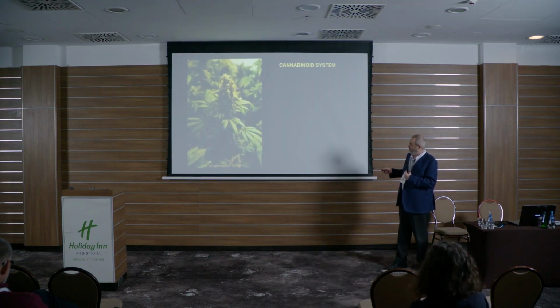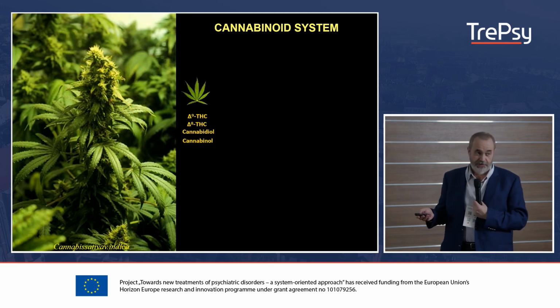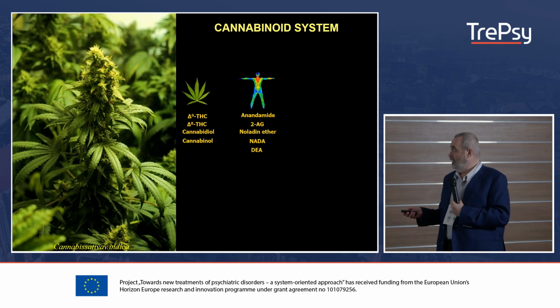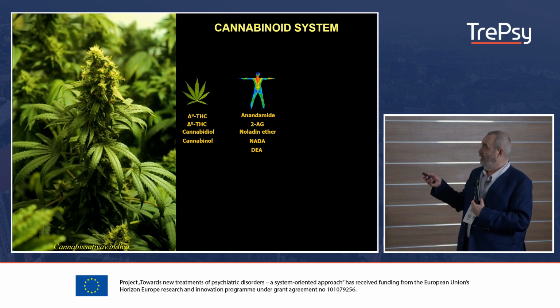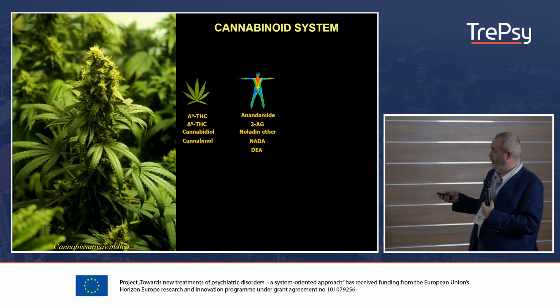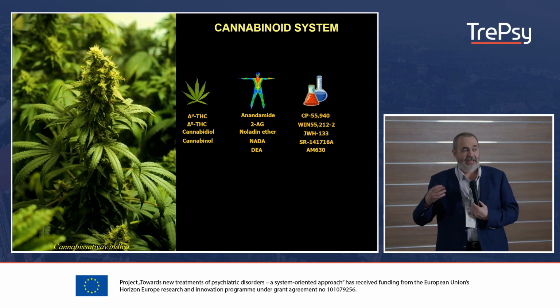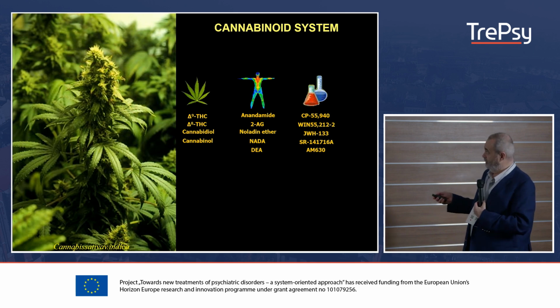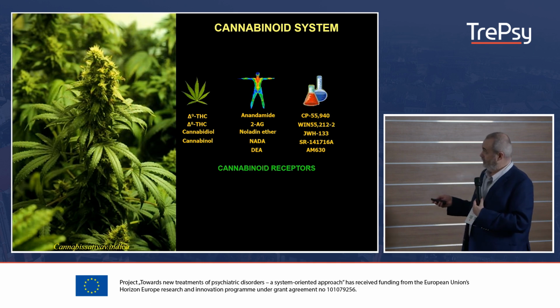You all know about the cannabis plant and the different types of cannabinoids, more than 120 cannabinoids. We also know about the endogenous cannabinoids, anandamide, 2-arachidonoylglycerol, 2-AG, and some others. And we also know different types of compounds that activate or block the receptors. I ask you to concentrate on this one, which I'm going to use later, the AM630, a cannabinoid CB2 receptor antagonist.